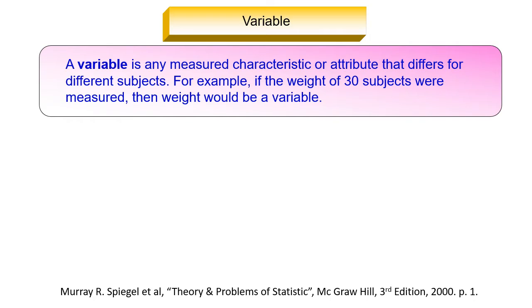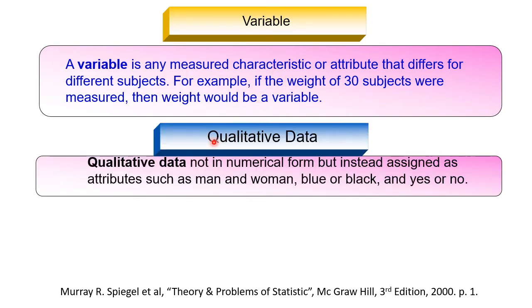Next, the variable. A variable is any measured characteristic or attribute that differs for different subjects. So if the weight of 30 subjects were measured, this weight can be a variable. And then qualitative data. Qualitative is not numerical, but is assigned as an attribute, such as man and woman, blue or black, or yes or no. So that's qualitative.